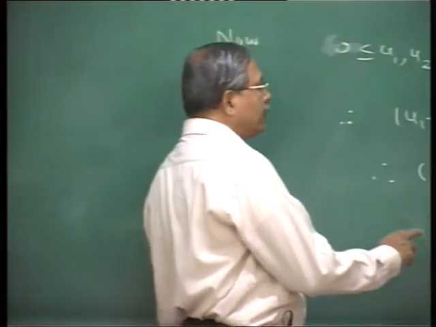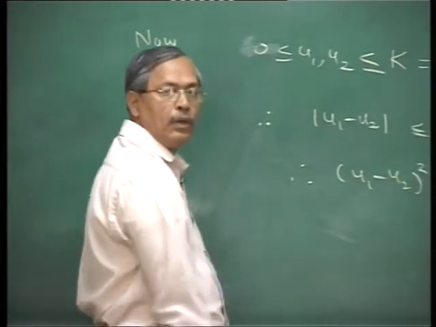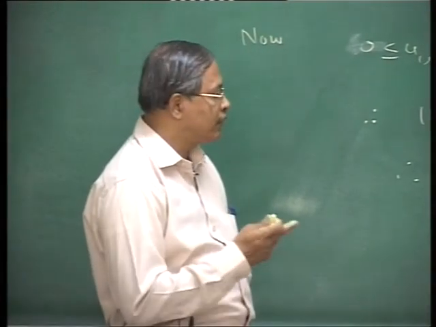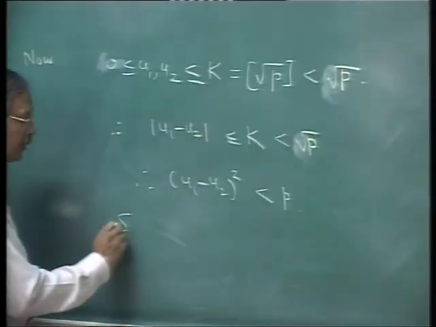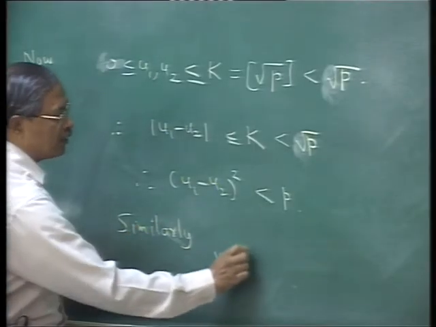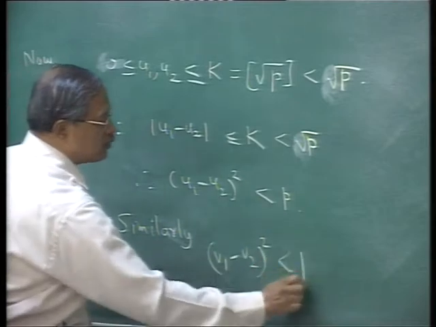In a similar manner, if you take v1 and v2, by the same argument (v1 - v2)^2 is also less than p.